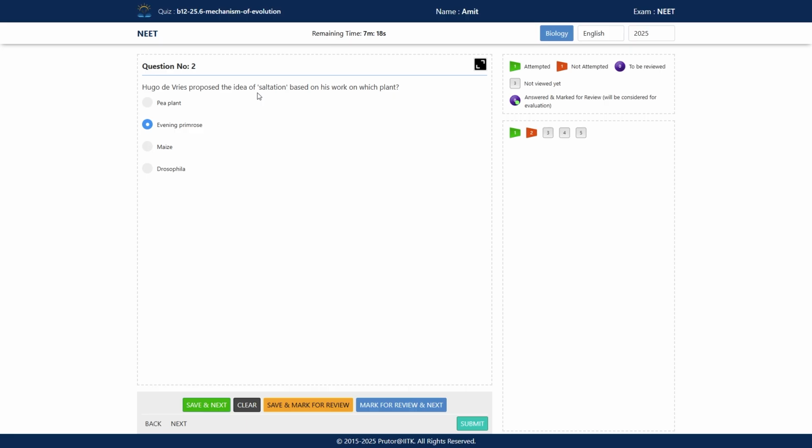So Hugo de Vries gave the concept of saltation. Saltation is a single step large mutation which can lead to speciation, as said by Hugo de Vries. The next one, which term did Hugo de Vries use to describe evolution through sudden large mutations? What are the options? Gradualism, natural selection, saltation, and genetic drift. What is the correct answer?